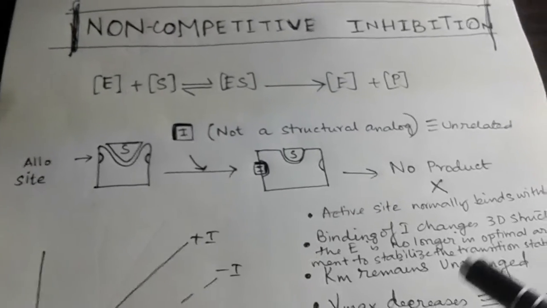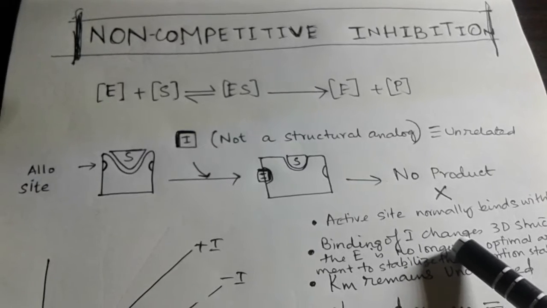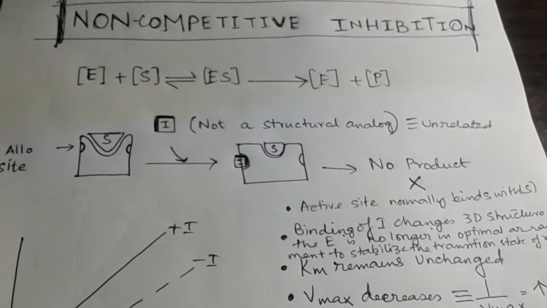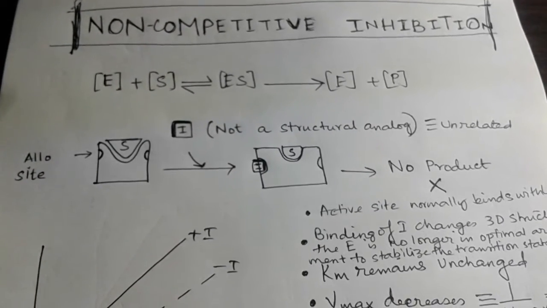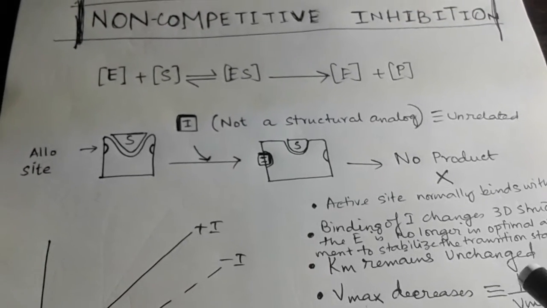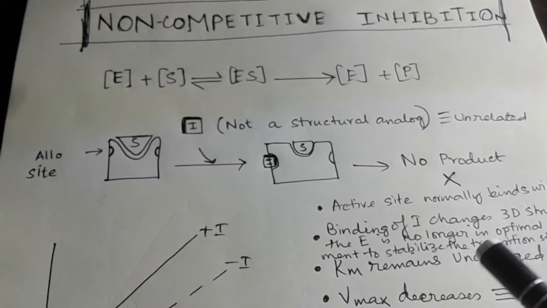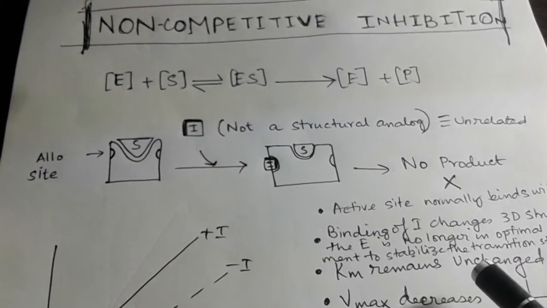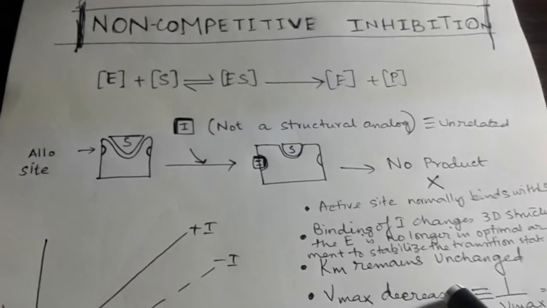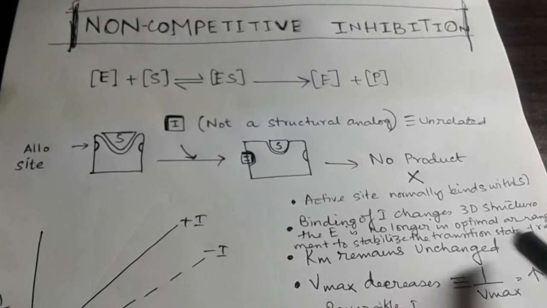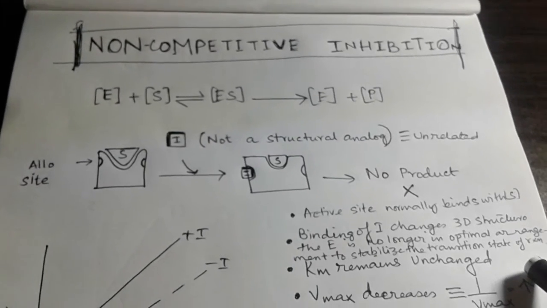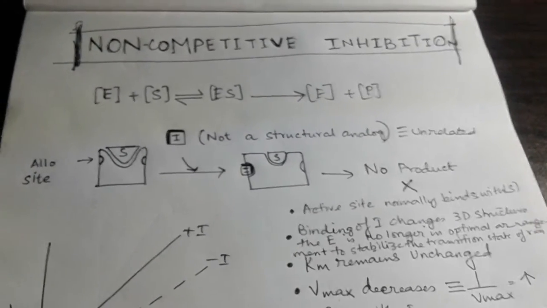Now we need to know the changes in Km and Vmax as a result of this inhibition. So in my previous video I mentioned about Km, which is the substrate affinity, and Vmax is the maximum velocity. So as we already know that the substrate and the inhibitor are not competitors, the Km of the reaction remains constant and the Vmax decreases because binding of the inhibitor changes the 3D structure of the enzyme, and the enzyme is no longer in its optimal arrangement to stabilize the transition state of the reaction.